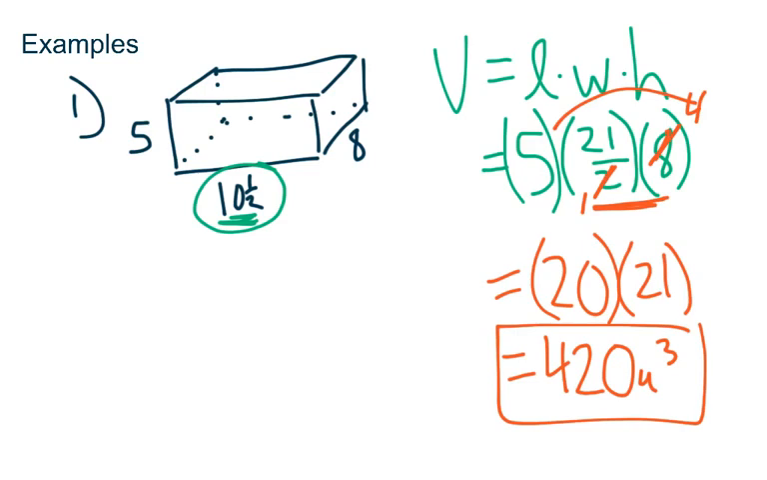So again, all we did is multiply them together, but what I did is convert this to 21 over 2 to make life a little bit easier there.